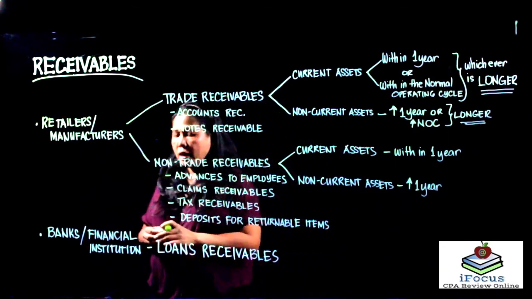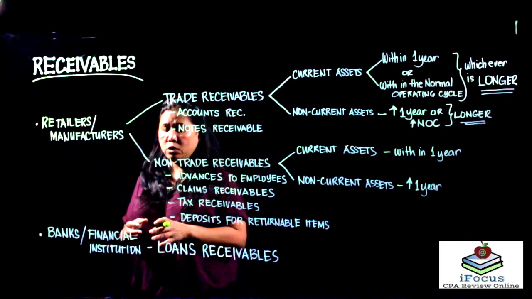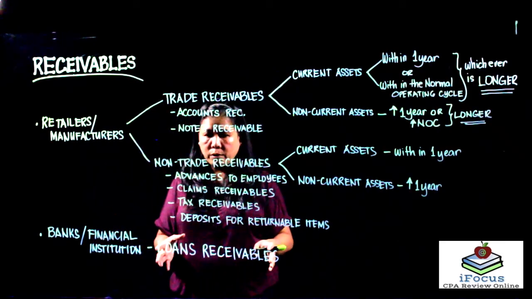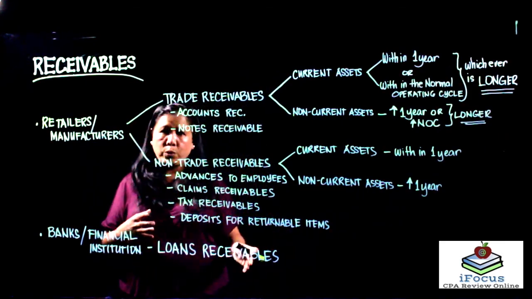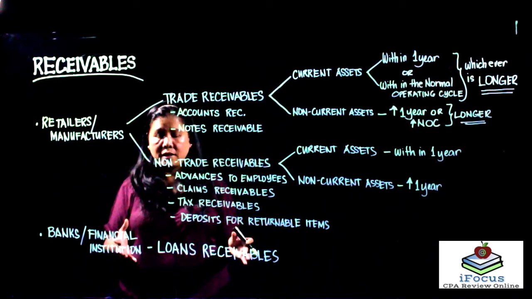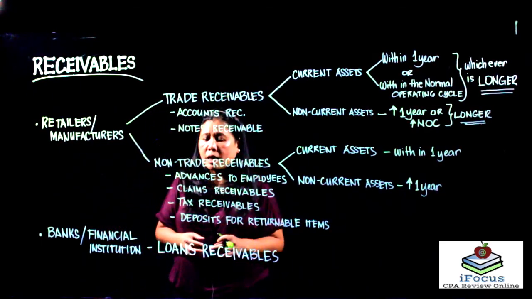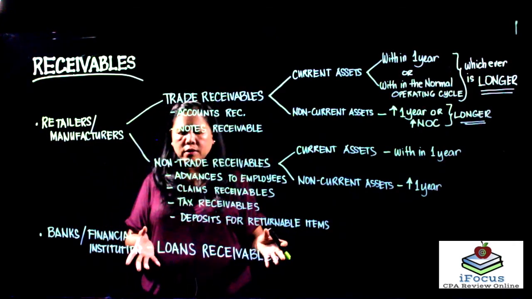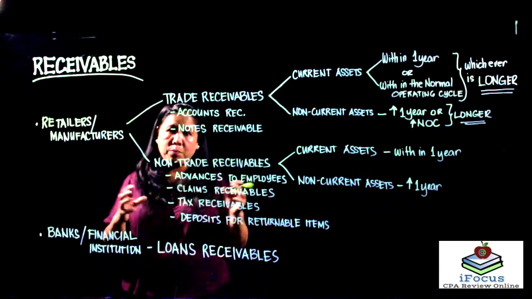For banks and other financial institutions, their receivable is called loans receivable. For loans receivable, we don't classify this as non-current assets or current assets. We classify this according to their liquidity, and we will discuss loans receivable in a separate video.